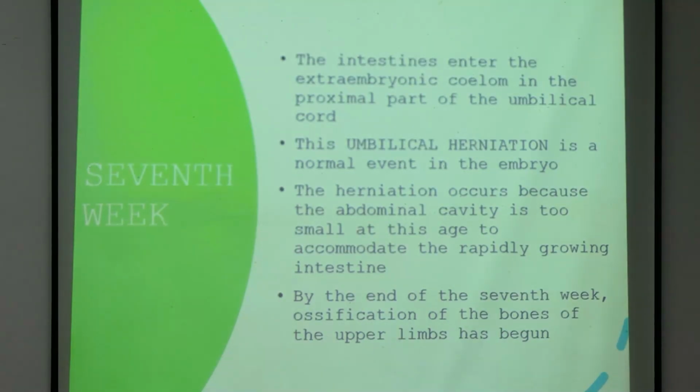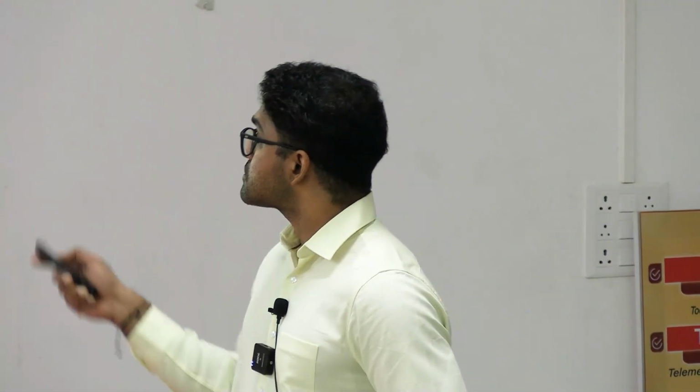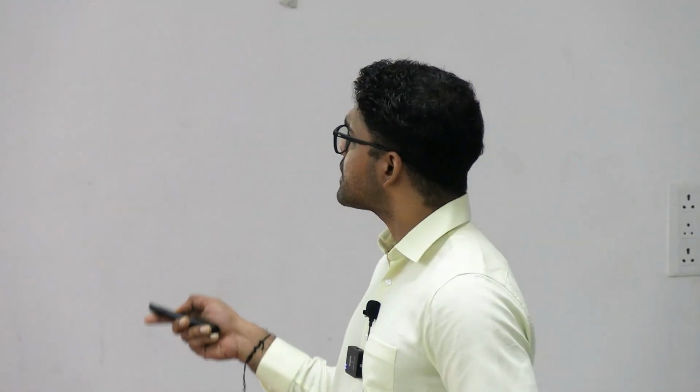And by the end of 7th week, ossification centers are appearing. Look, this is important. You can recognize ossification by X-ray. So by 7th week, bones start ossifying. This is the 7th week embryo. Again, it does not look very human. 8th week.